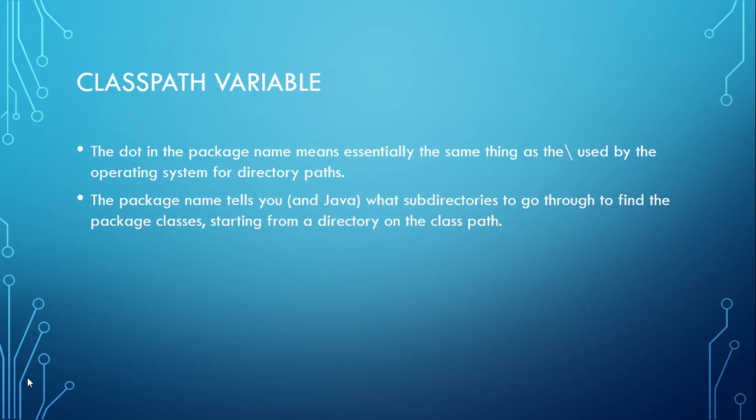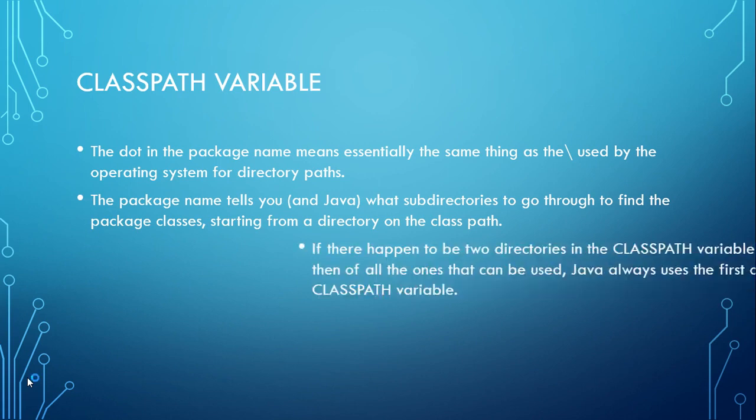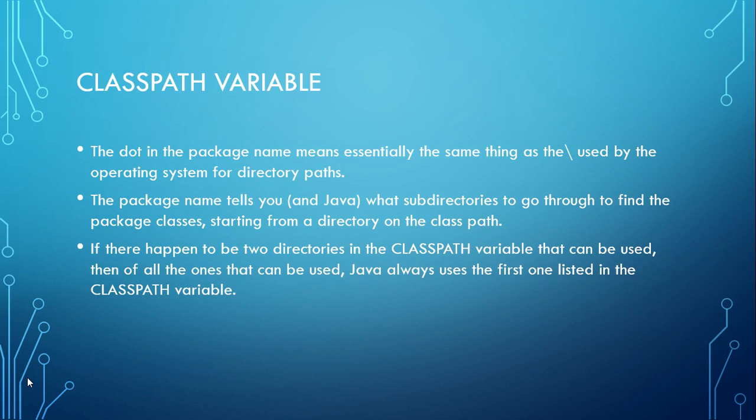Now the package name tells you, and also directly Java, what subdirectories it needs to go through in order to find the package classes, starting from a directory on the class path. If there happen to be two directories in the class path variable that can be used, Java will always use the first one listed in the class path variable.